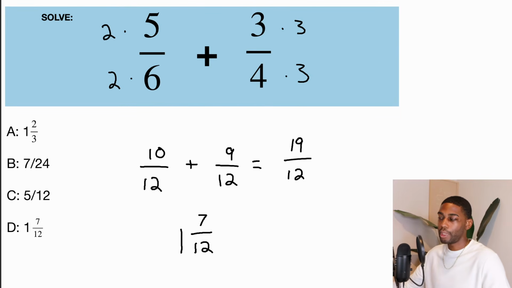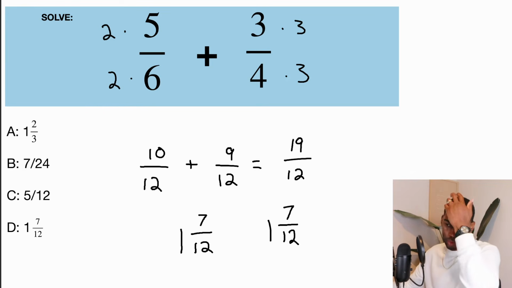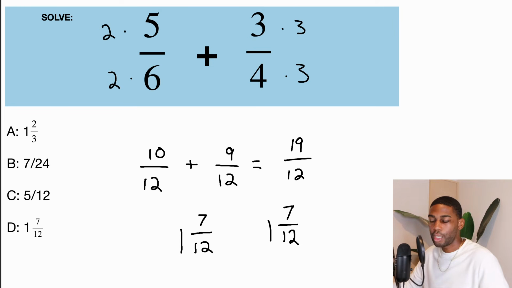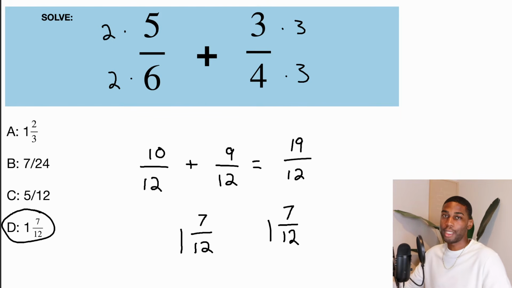Okay, so how we did that, just a little recap. 12 fits into 19 a total of 1 full time, right? With 7 remainders, and the denominator of 12 stays the same. 1 and 7/12. We go to our answer key and we can see that D would be the correct answer. 1 and 7/12. Okay, we changed our improper fraction into a mixed number, meaning it has a whole number, but it's also a fraction. 1 and 7/12.